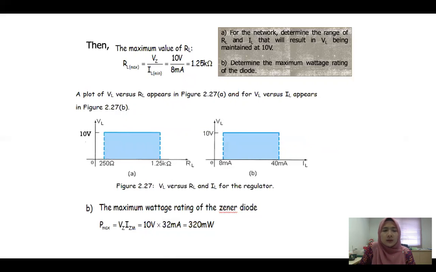The second one, determine the maximum wattage rating of the diode. Wattage rating means the power. Remember the power, the unit is in watt. So when the question asks you to determine the maximum wattage rating, it means the question asks you to calculate the power. So P max equals VI, and you will get 320 milliwatt.